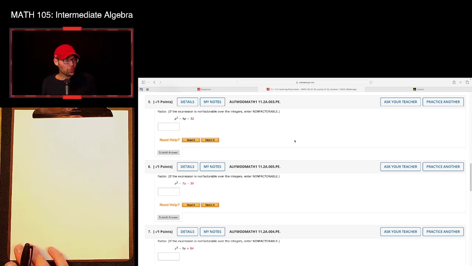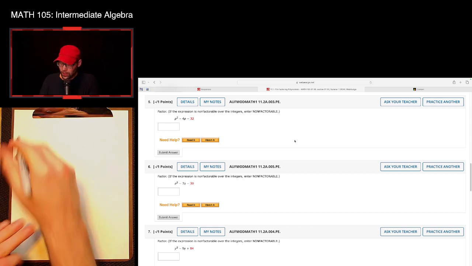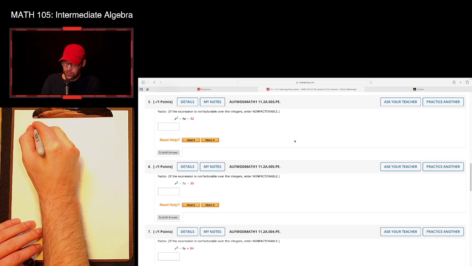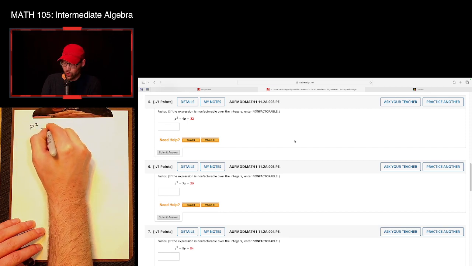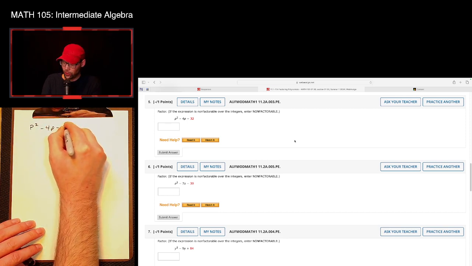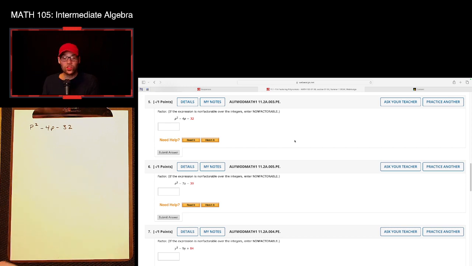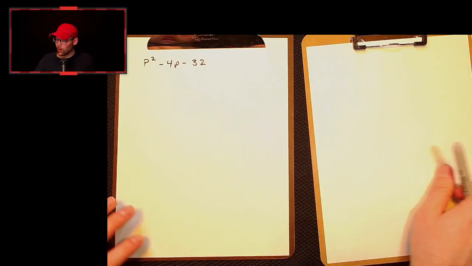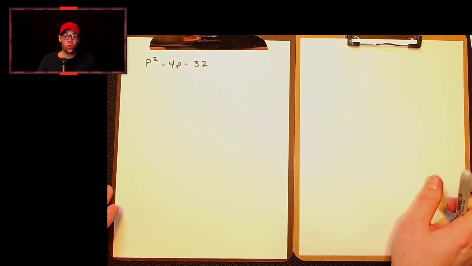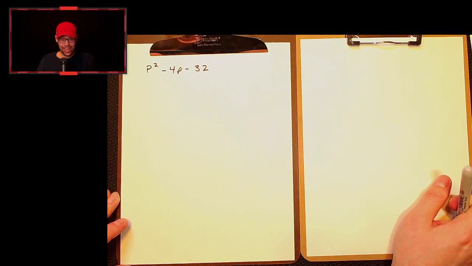All right, so our first problem here says factor, and we're going to take a look at number 5. So the problem it gives us is p squared minus 4p minus 32. So what we need to do is factor this down into two binomials, which is basically just saying we need two sets of parentheses multiplied by each other, and in each set of parentheses, we need two terms. So what I'm going to do here is show you how to use the AC table method.